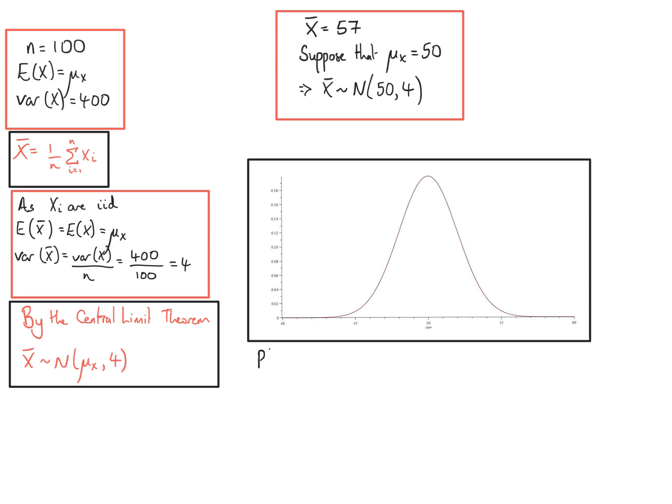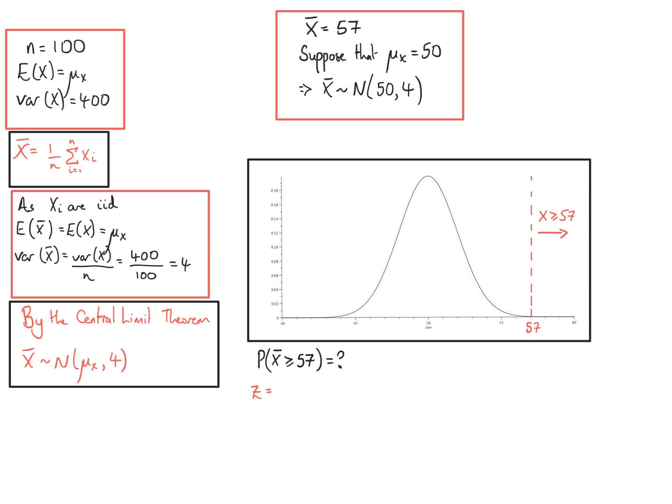Now, suppose we wanted to calculate the probability of getting a sample mean greater than or equal to 57. How could we do this? Well, one way of doing this would be by beginning by standardizing our random variable. We can see 57 marked on our diagram, and the probability of x bar being greater than or equal to 57 is the area under the distribution to the right of that dotted line.